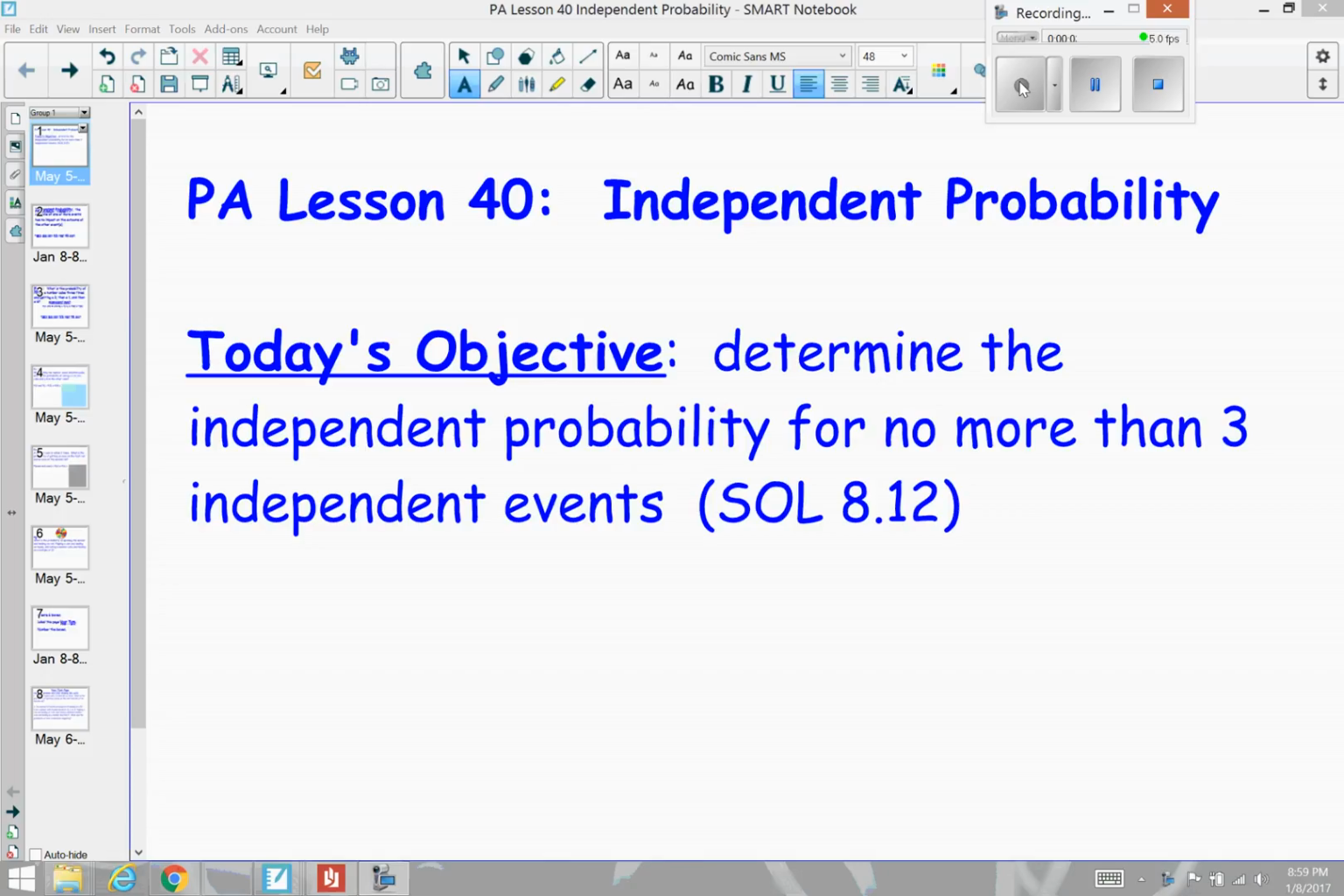Welcome to Pre-Algebra Lesson 40, Independent Probability. Today we are going to determine the independent probability for no more than 3 independent events. This is SOL 8.12.